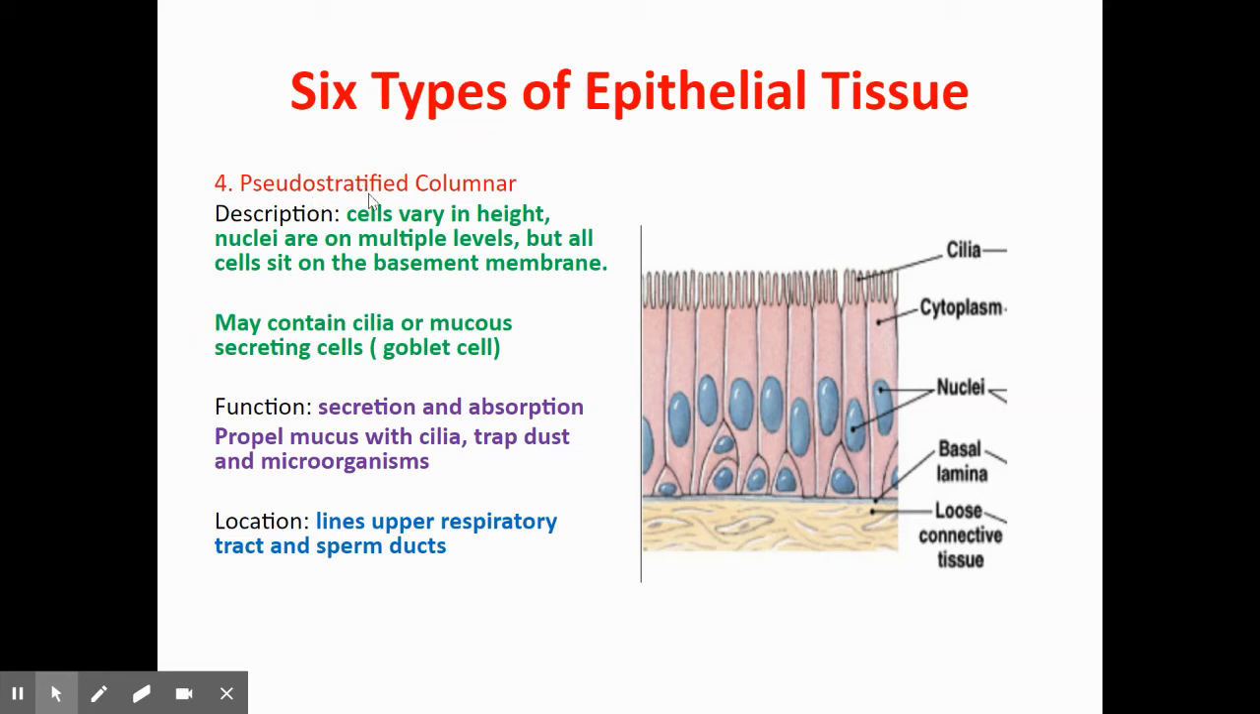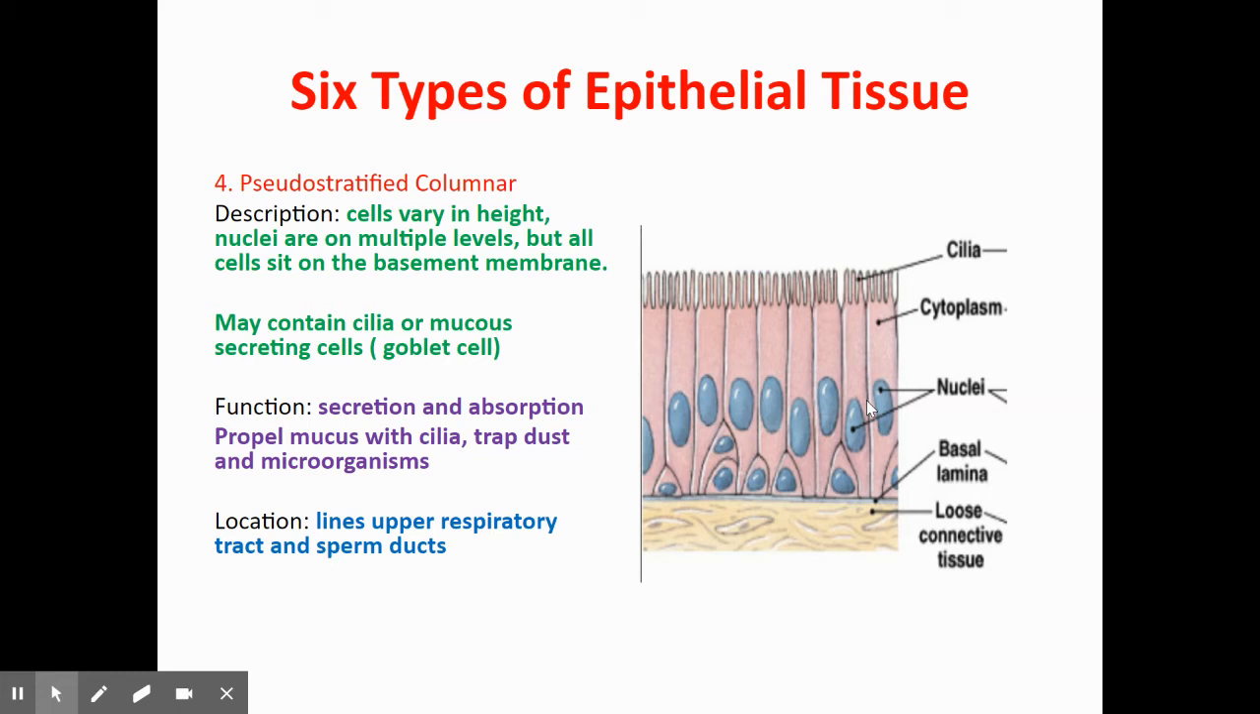Stratified, we know, is referring to multiple levels of cells. So literally this means fake multiple levels. Columnar, we know that the cells are tall and skinny. So what this means is when you look at this under the microscope, it looks like the cells are stacked on top of each other, that they're stratified. It appears that the cells are stratified.